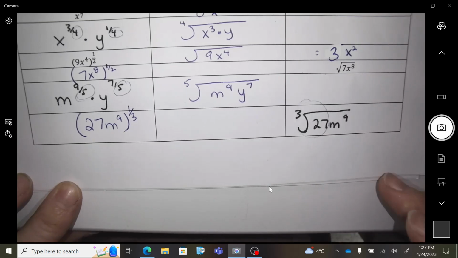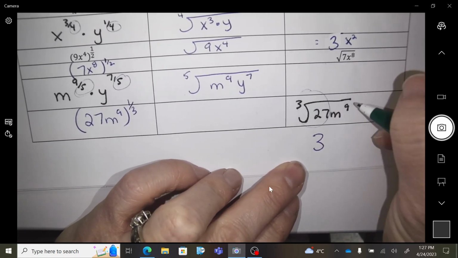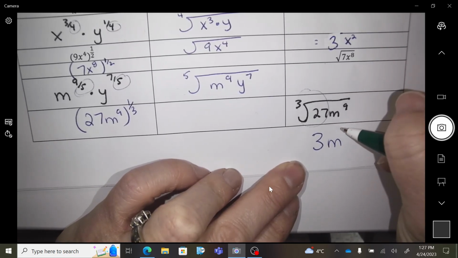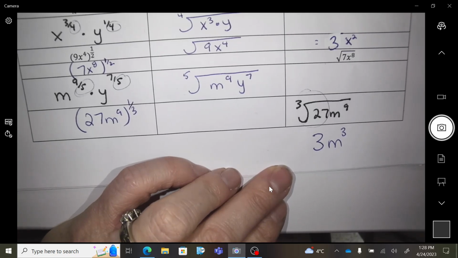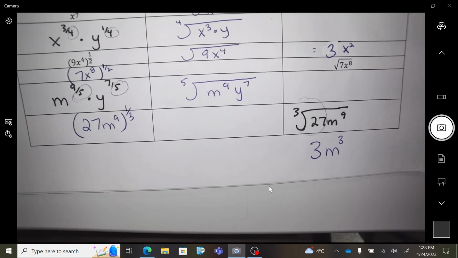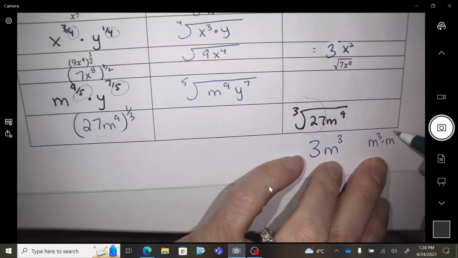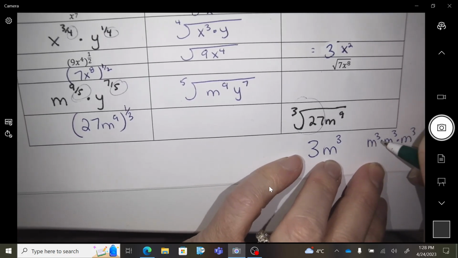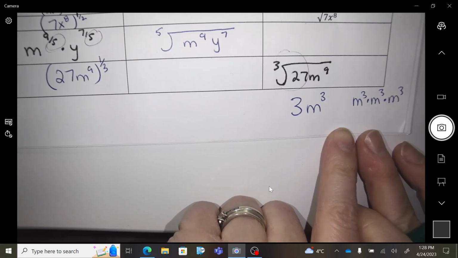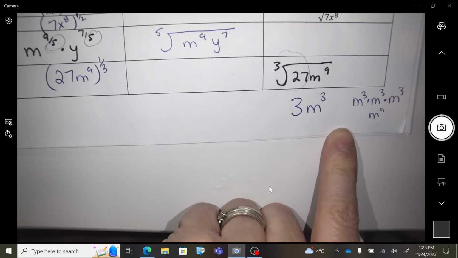What's the cubed root of 27? 3. What's the cubed root of m to the 9th? m cubed. Yep. M cubed, m cubed, m cubed would make it m to the 9th. M cubed times an m cubed times an m cubed would make an m to the 9th. Because you would have to add their exponents like that.